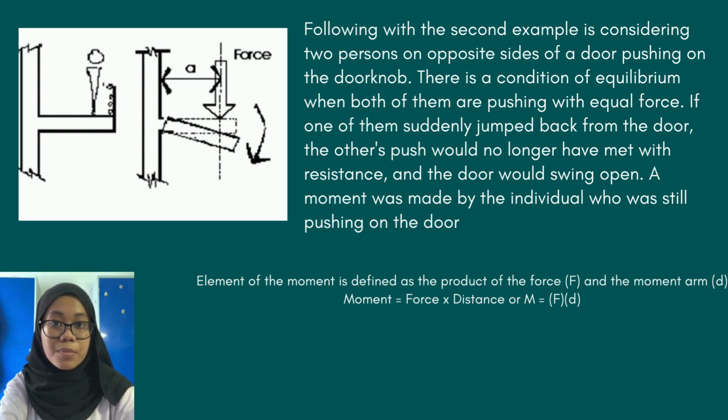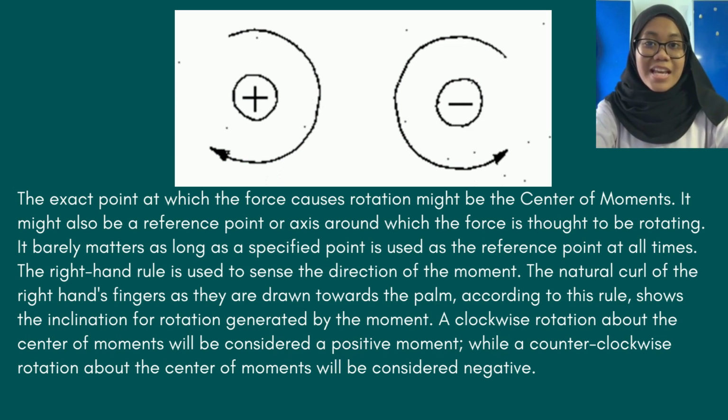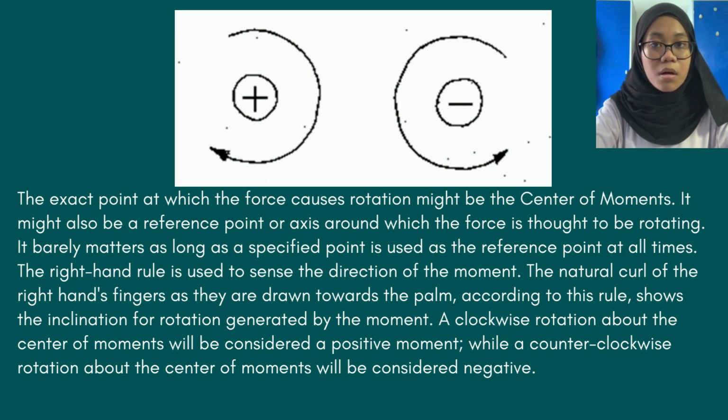The moment is defined as the product of the force and the moment arm d. The exact point at which the force causes rotation might be the center of moment. It might also be a reference point or axis around which the force is thought to be rotating. It barely matters as long as a specific point is used as the reference point at all times.